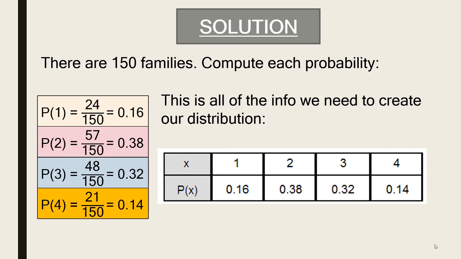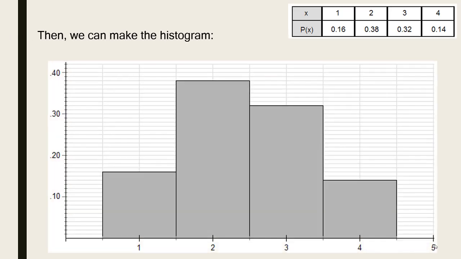Okay, so let's make a histogram for that. So again, our bars are going to be centered at the value of the random variable, and the height of the bar is going to correspond to the probability. So our histogram looks like this. And just, I'll mention it again, the area of each one of those bars is the probability. Area is the probability.